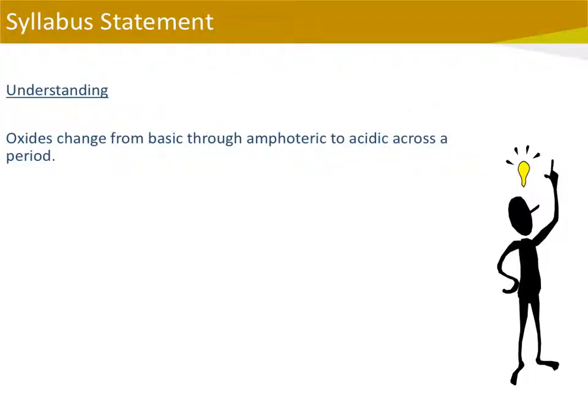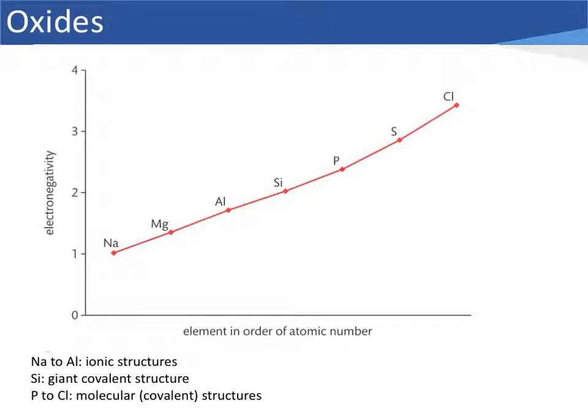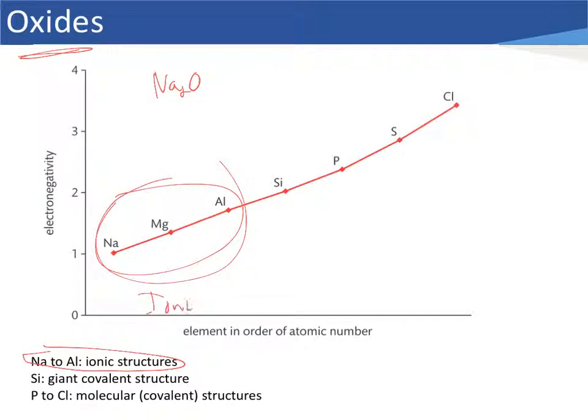Now we're going to shift our focus to acids and bases and period 3. Oxides, so sodium oxide, magnesium oxide, aluminum oxide, and so on, change from basic through amphoteric to acidic across a period. Now, as we move from sodium to aluminum, these are all ionic structures, and we're talking about the oxides now. So again, we're still talking about sodium oxide and so on. These are ionic because the electronegativity difference between oxygen at 3.4 and these metals is quite large.